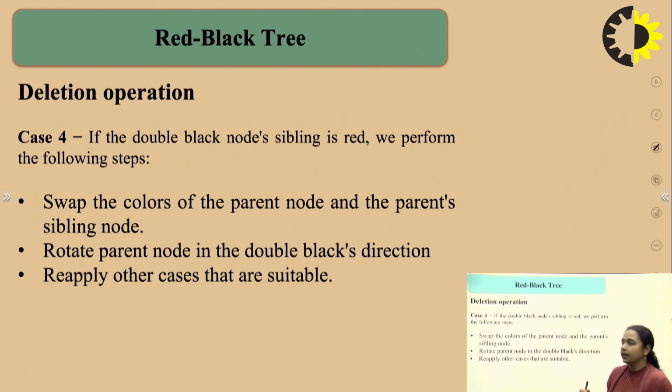So the further case says that if the double black node's sibling is red, means now a double black node is existing but its sibling is red in color. In that particular case, we just swap the color of the parent and parent's sibling node and rotate the parent node in the double black direction, and again further we apply the suitable cases.